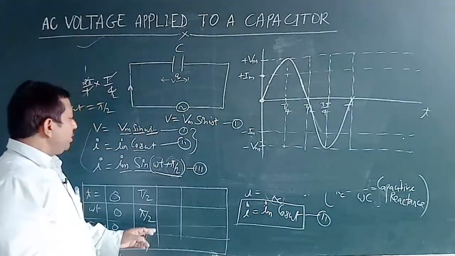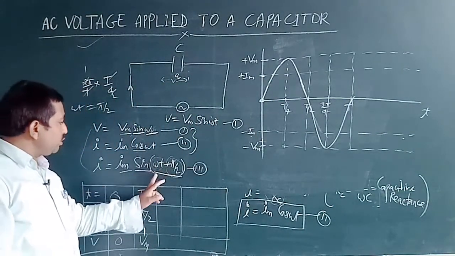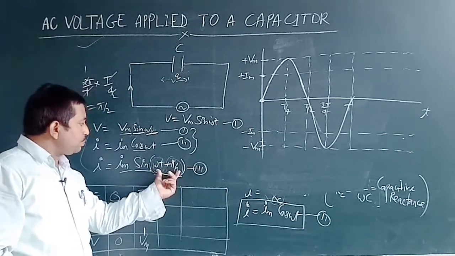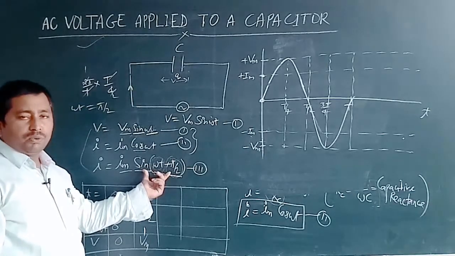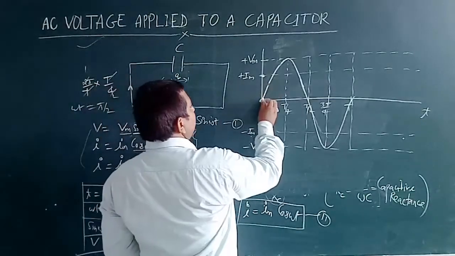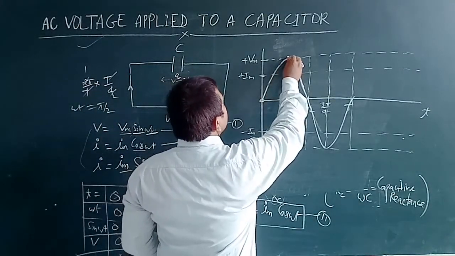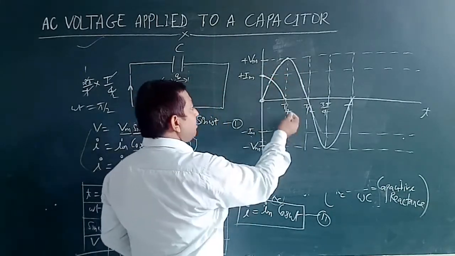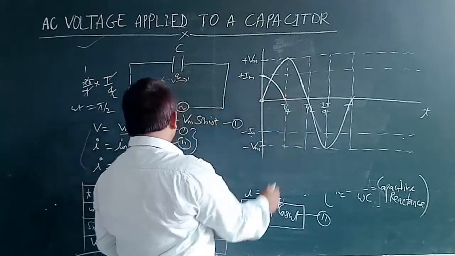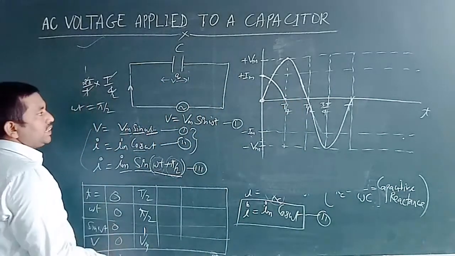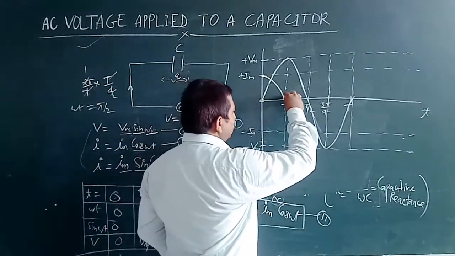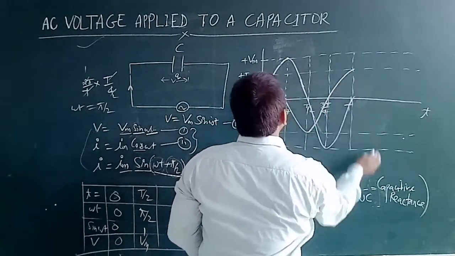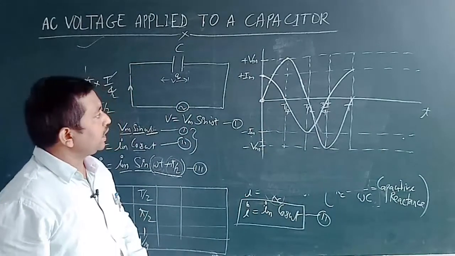Then again when we put t equal to T by 4, we get omega t equal to pi by 2. Then this pi by 2 and this pi by 2 becomes pi, so sin pi becomes 0. It means when we get the value of V as Vm, then the value of I becomes 0. So the graph for this I, the current flowing through the capacitor, is plotted like this. This is the graph which represents the current flowing through the capacitor.